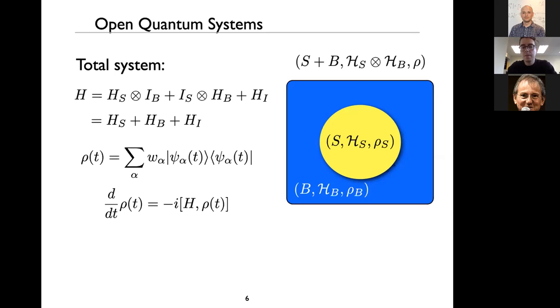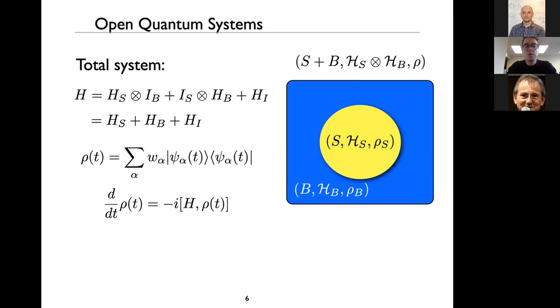So the starting point: I talked about last time that the dynamics of a closed, isolated system can be described through the time-dependent Schrödinger equation. And a key ingredient in the time-dependent Schrödinger equation is the Hamiltonian. So for our total system, the open system S plus the environment B, we can effectively write down the time-dependent Schrödinger equation.